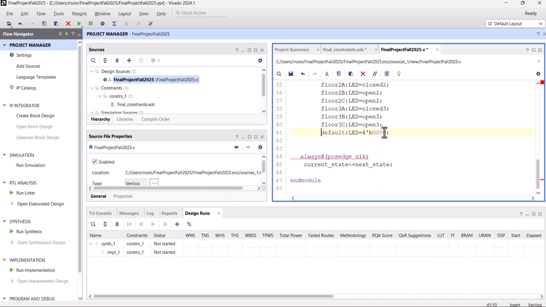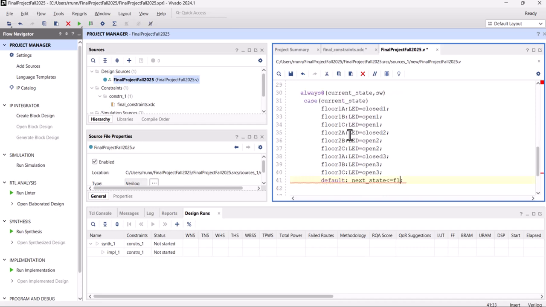So by default, you're not saying what the LED is, you're going to be saying what the next state is. So my default is going to be my next state is equal to, what did I call floor 1A? I just picked one. Okay, for all the rest of these, your next state is probably, for most of them, going to depend on the switches. There may be some states where it doesn't depend on the switches.